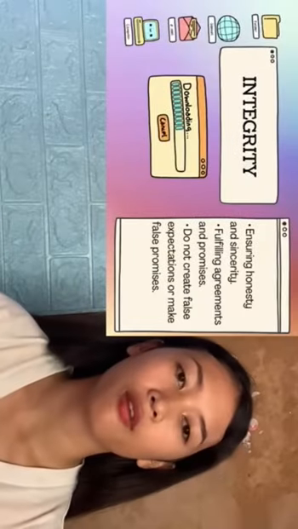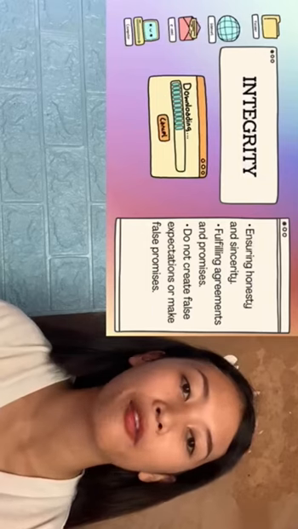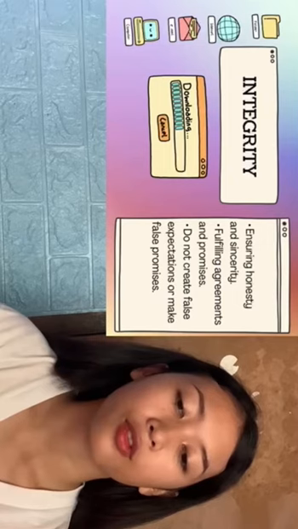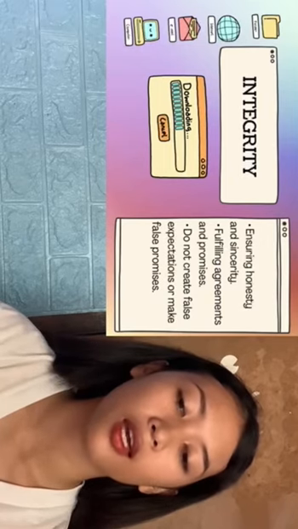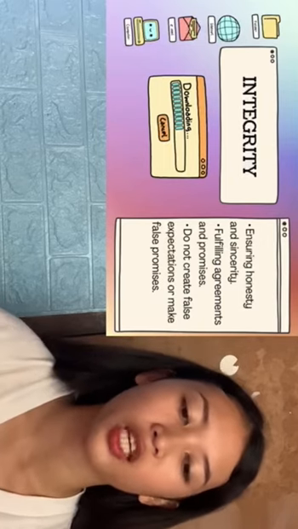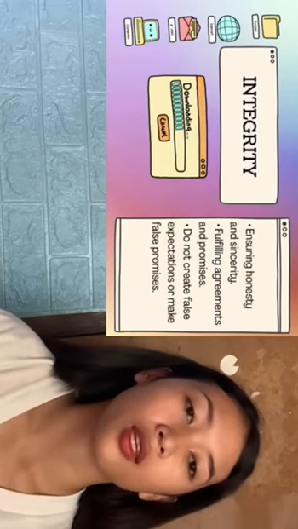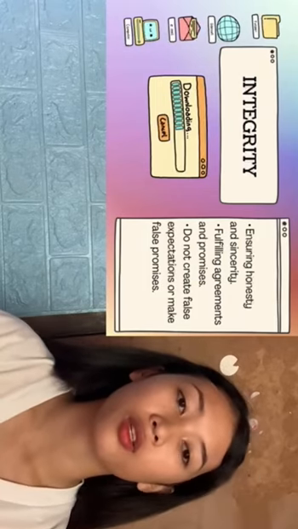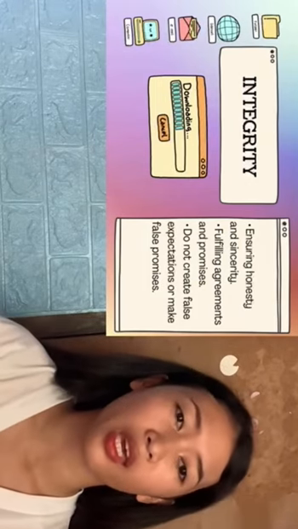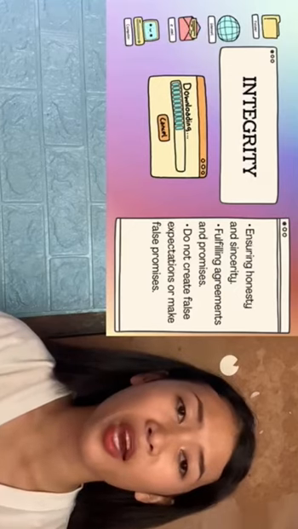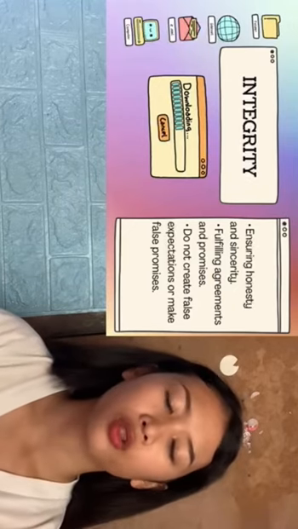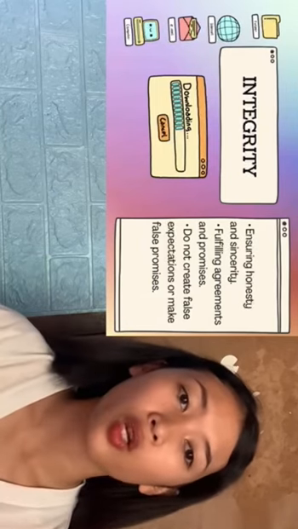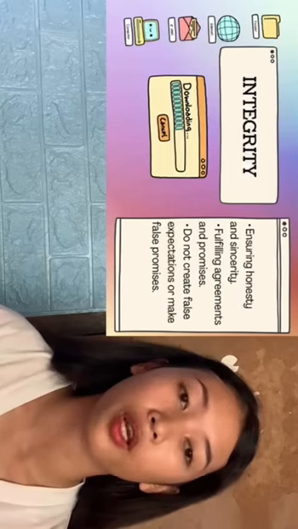As a continuation of ethical principles of research, we have integrity. Integrity ensuring honesty and sincerity. It is fulfilling agreements and promises, and also don't create false expectations and false promises. So when we say integrity, it is our integridad in doing our research, the integrity of the researcher. And also don't make false agreements, false expectations, false promises. If we have to promise to our participants, then we have to fulfill our promises, whatever it is.